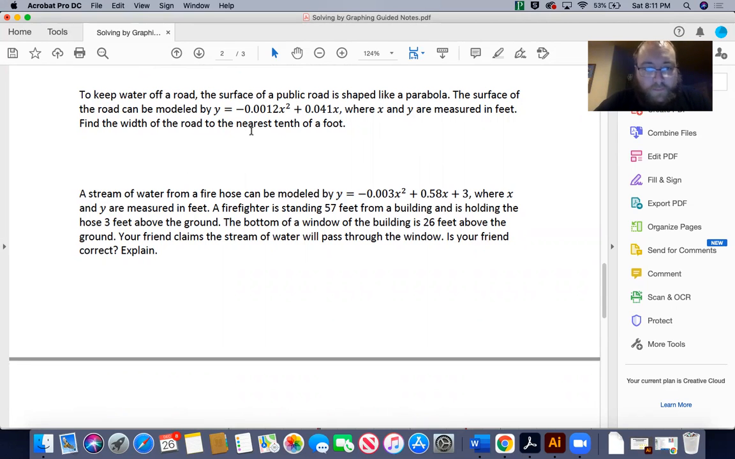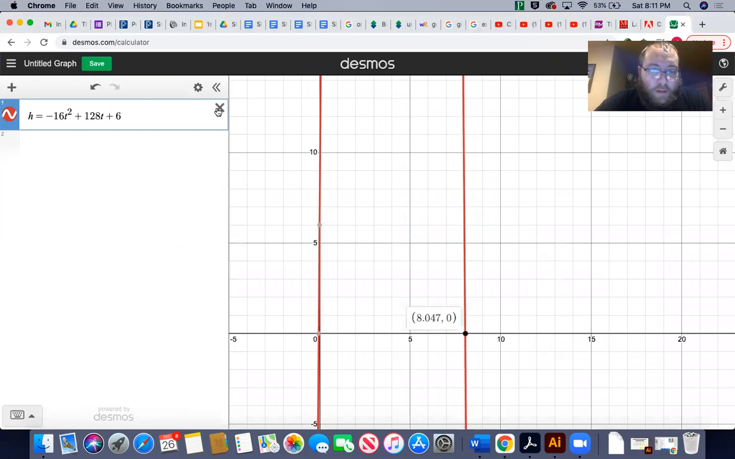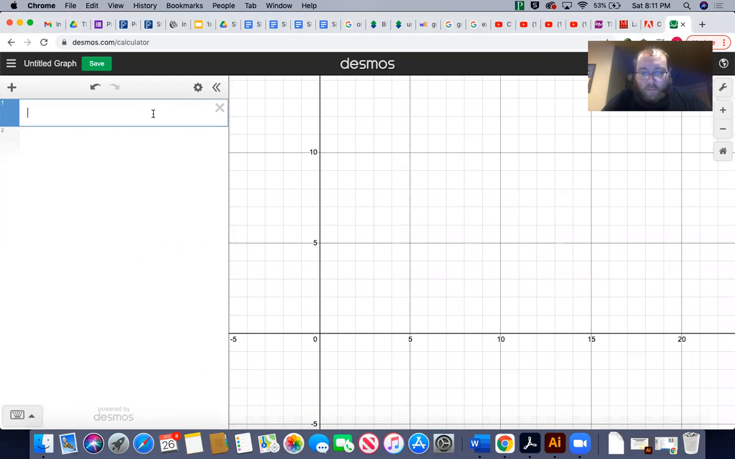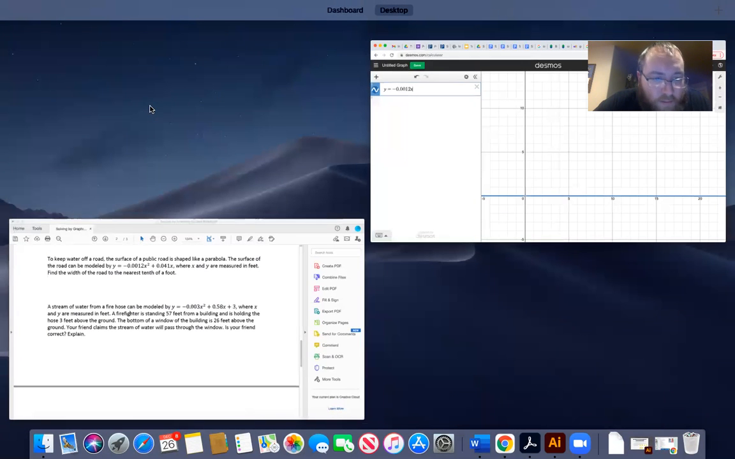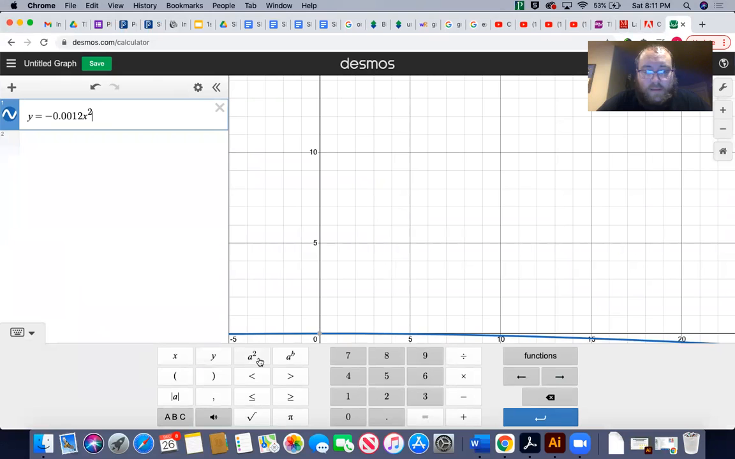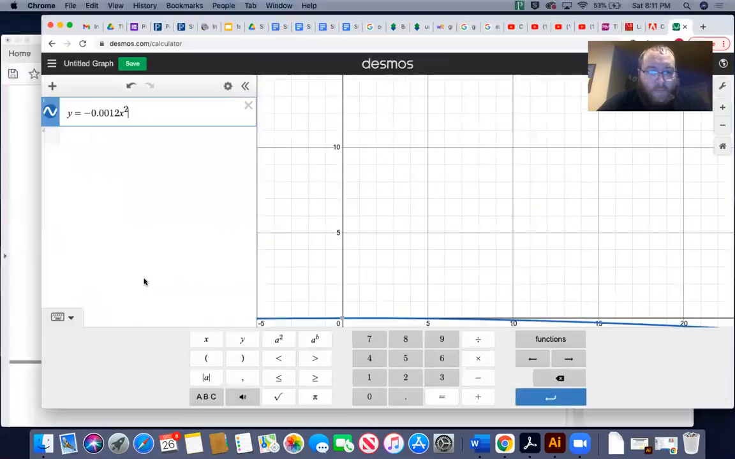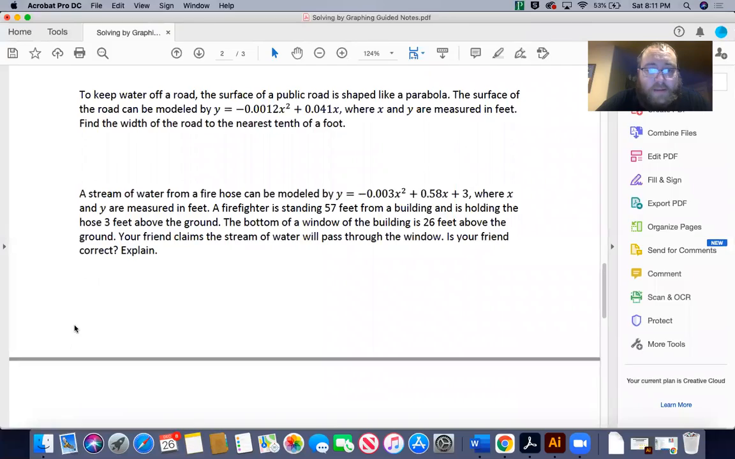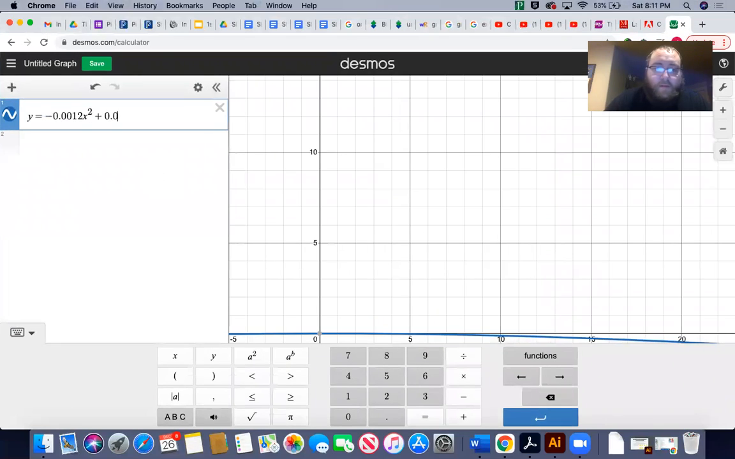So let's type this into Desmos. So we're going to get rid of this. We're going to have y equals negative 0.0012 x. Is that what it was? Yeah, 2 zeros. x, and then we got squared. Now, sorry, I should have showed you. If you need squared, this is the square button, or you can do Shift 6, and that also will give you an exponent, but that's the squared button for you right there. And then we have plus 0.041x.